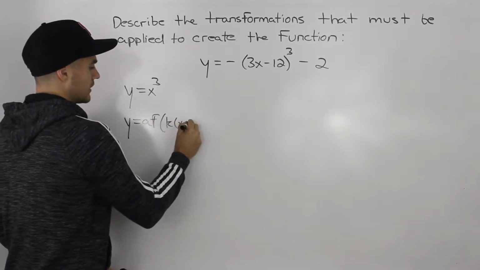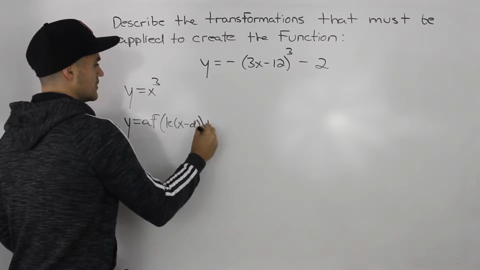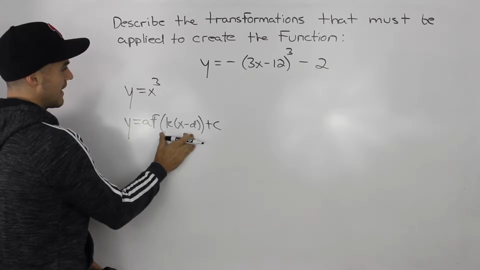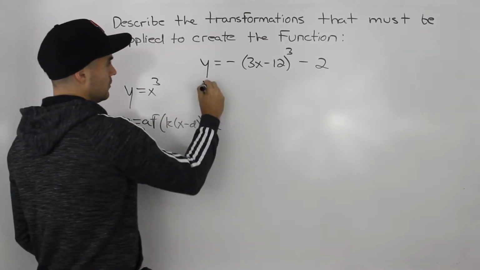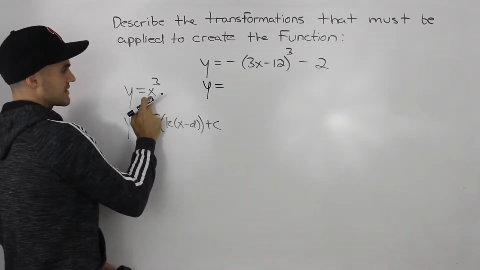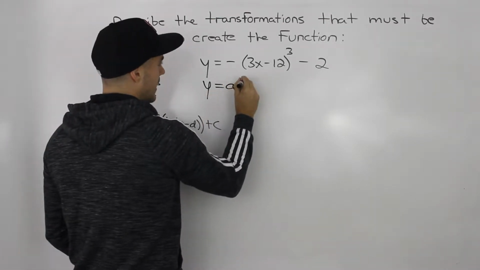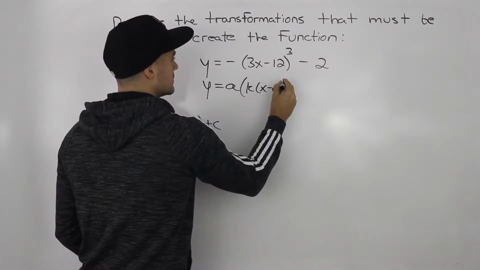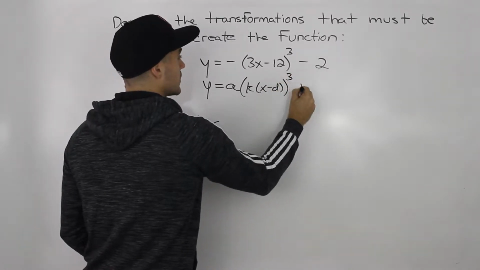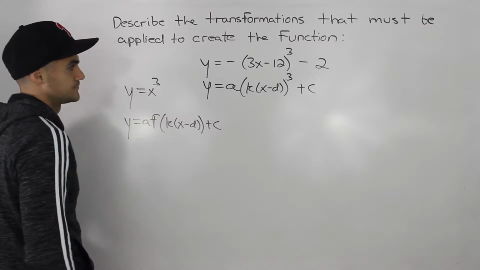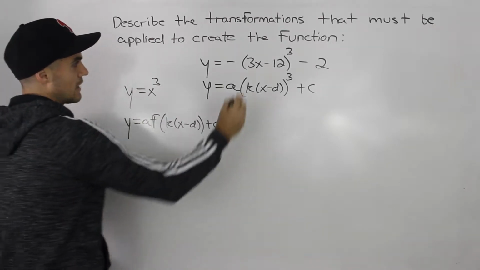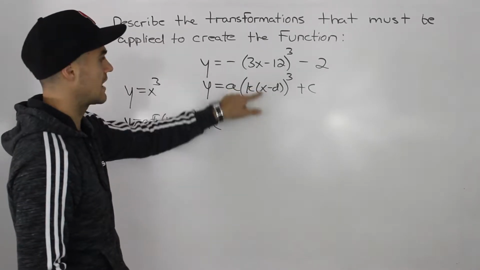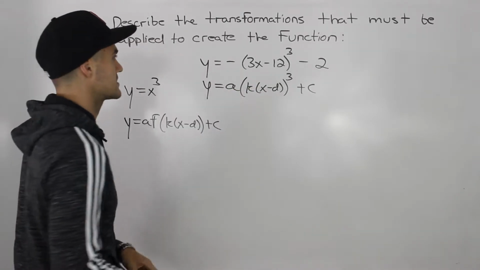a f of k(x minus d) plus c. So if we specifically apply that to this function, in general, the way that x cubed is going to look is it's going to be a(k x minus d) to the power of 3 plus c. Alright, so notice how this is almost in this format except for this 3 here. Notice how it's attached to the x, and here the x is by itself.